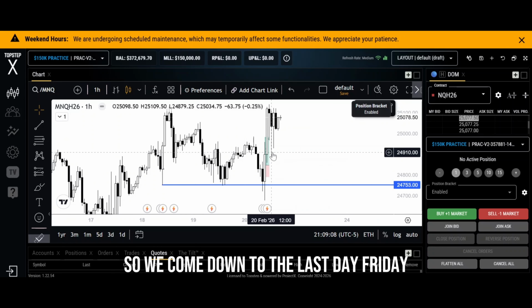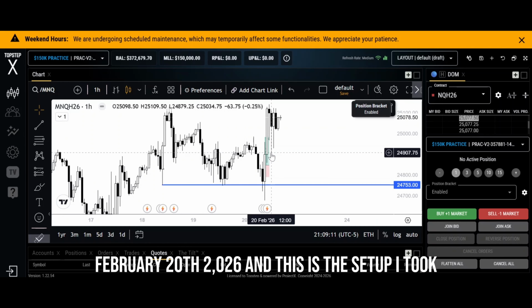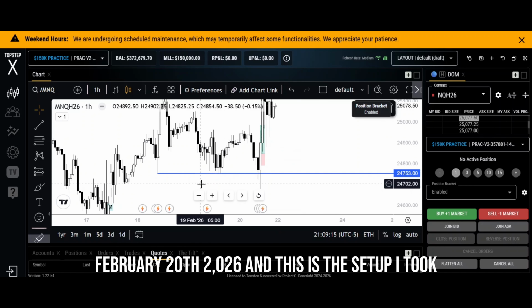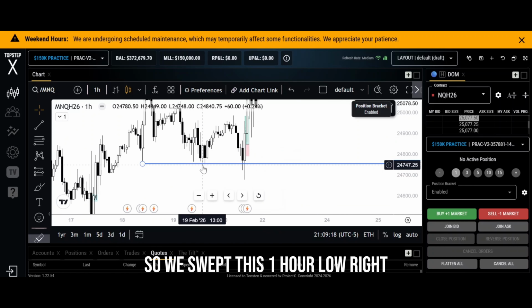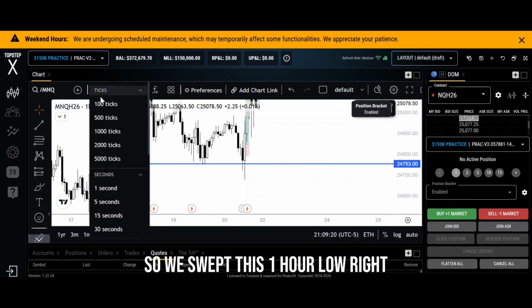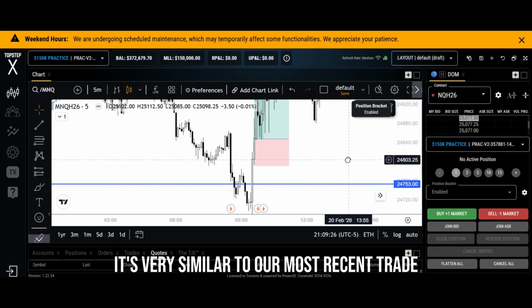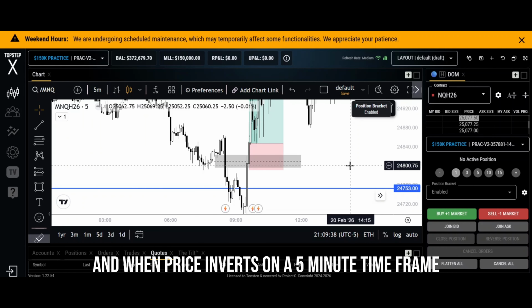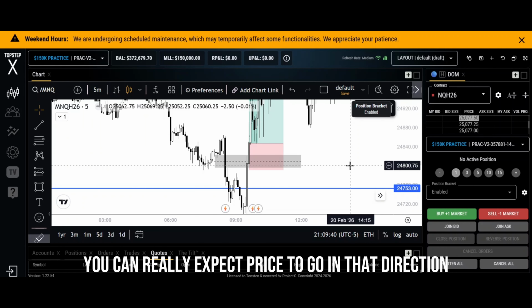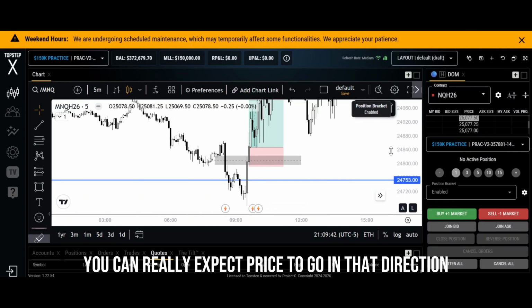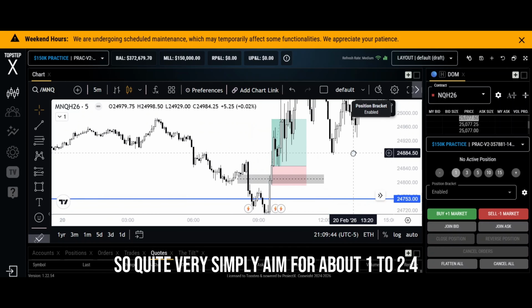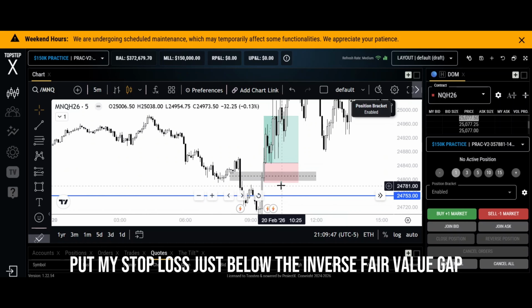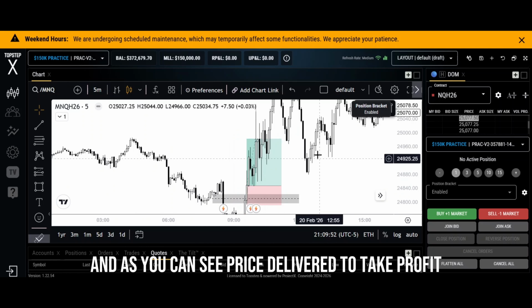So we come down to the last day, Friday, 20th of February 2026, and this is the setup I took. So we swept this 1-hour low, right? It's very similar to our most recent trade. We had this beautiful 5-minute inversion, and when price inverses on a 5-minute time frame, you can really expect price to go in that direction. So quite simply, aim for about 1 to 2.4, put my stop loss just below the inverse fair value gap, and as you can see, price delivered to take profit.